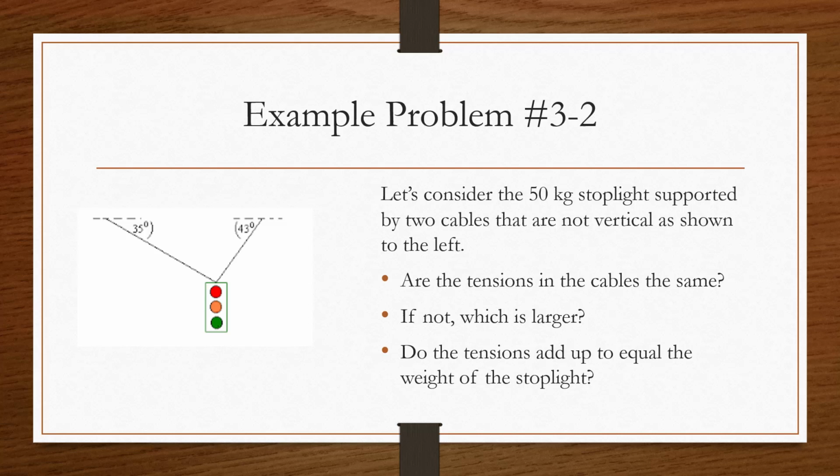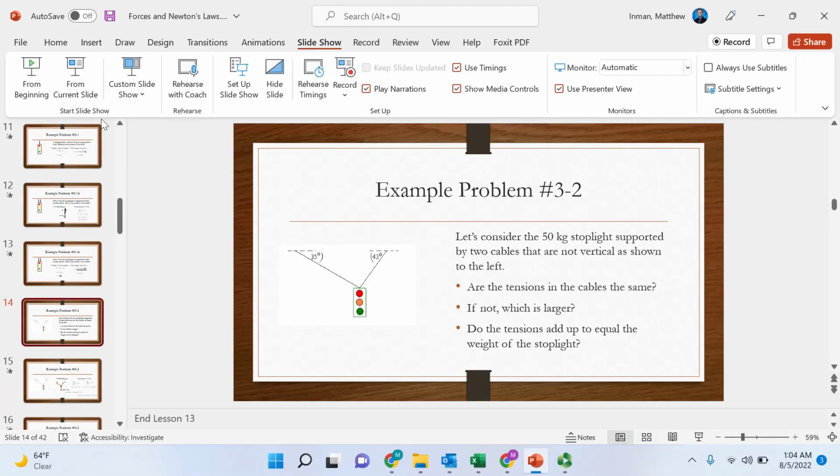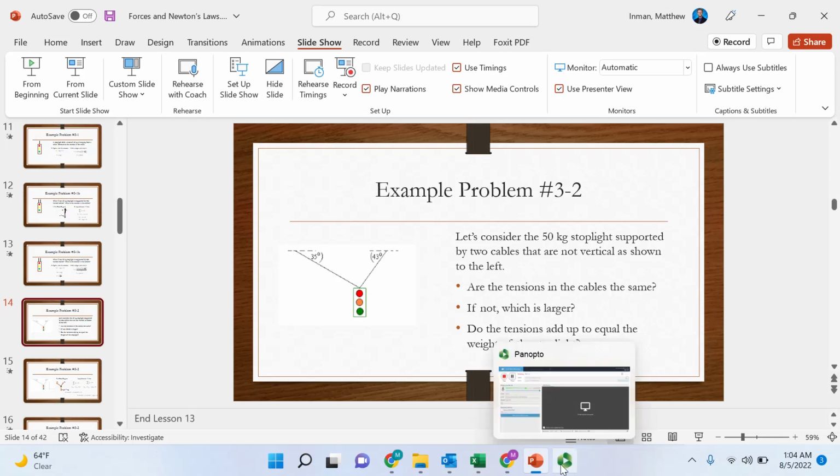So what we're going to do in our next lesson is we're going to start to look at a problem like this. How do we begin to deal with a situation where it's not as simple as all the forces add up to be 0? How do I deal with forces acting, in this case, in multiple directions, both horizontally and vertically?